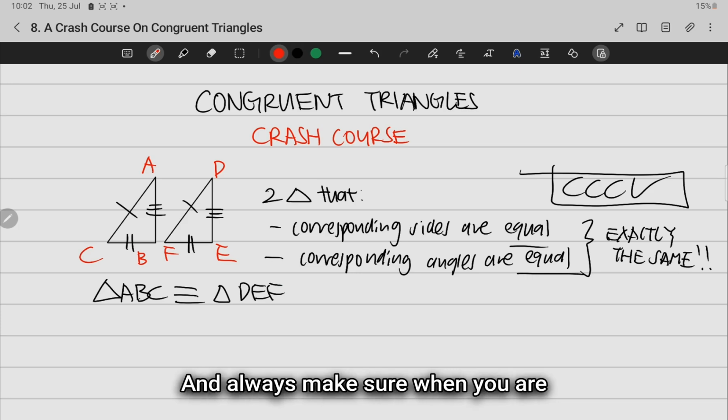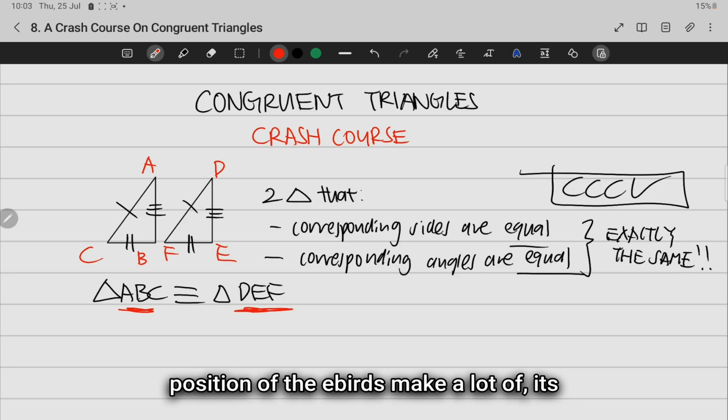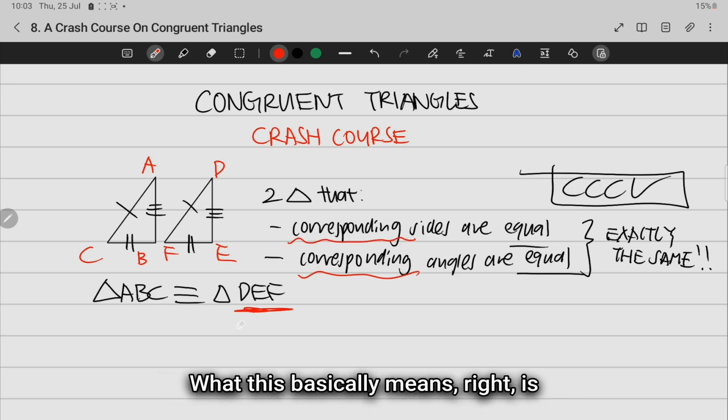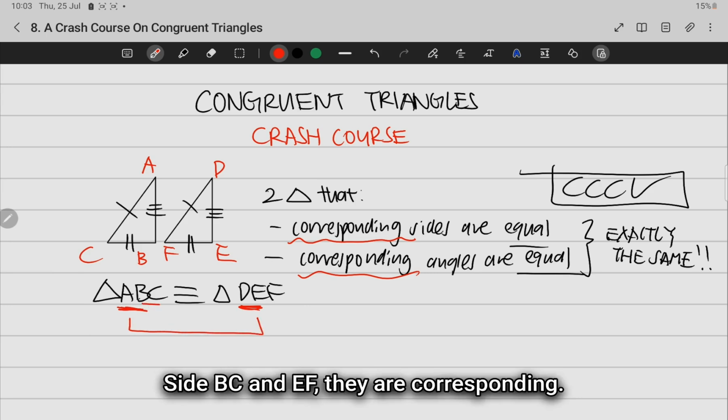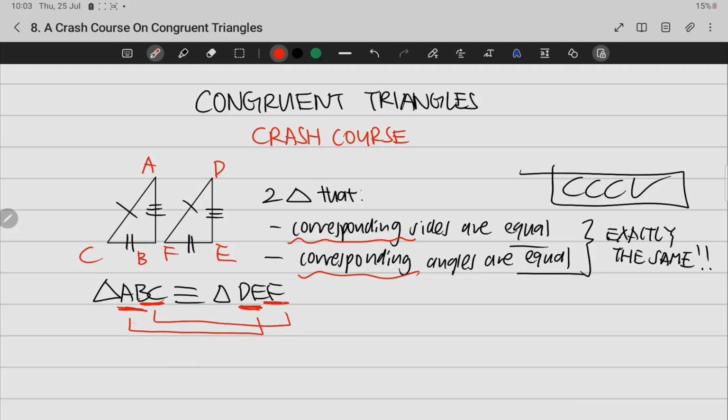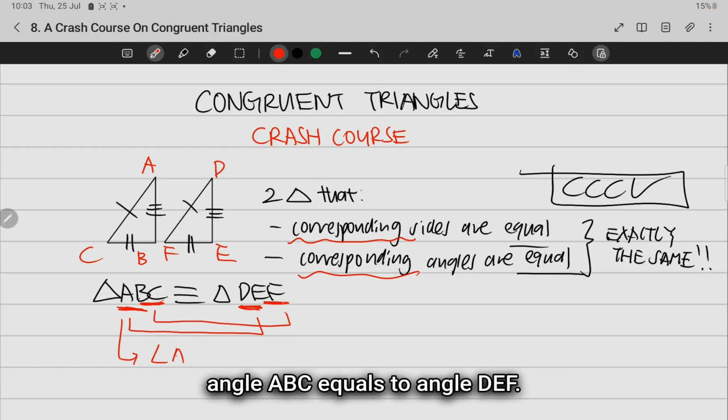And always make sure when you are comparing two congruent triangles, the position of the alphabets is very, very important, because there's this word over here called corresponding. What this basically means is that when you write this sentence, what you're saying is that side AB and DE are corresponding, side BC and EF are corresponding. Then you're also saying that angle ABC equals angle DEF.